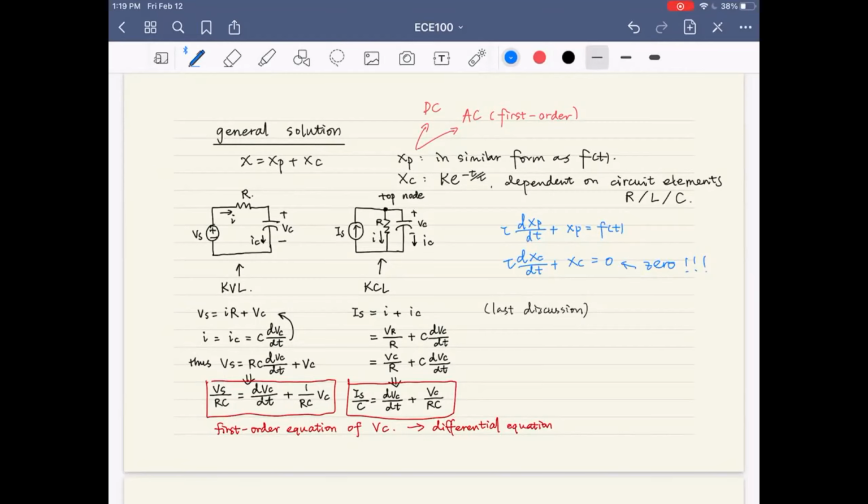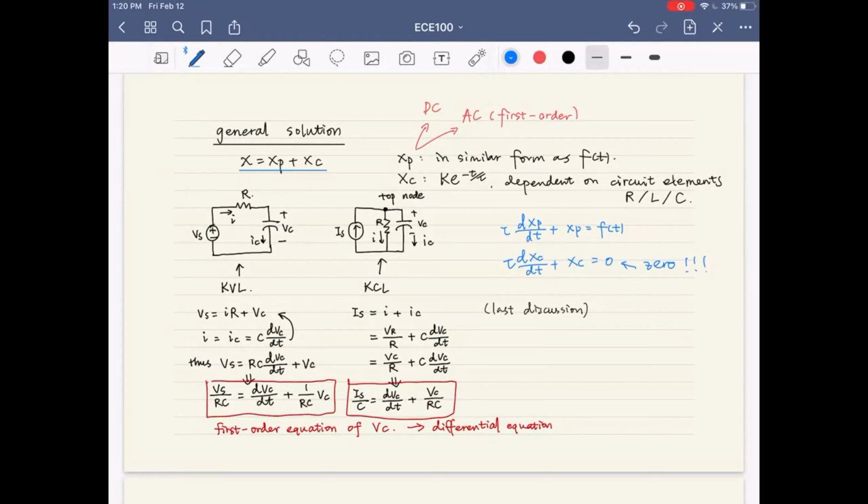So I'm not going to cover details in the general solution because it is already covered in the last discussion. But the two most important concepts here is that the X is split into XP and XC, which is particular solution and complementary solution. This sounds like big words, right? And does not make much sense. So intuitively, the particular solution means its response to the source.